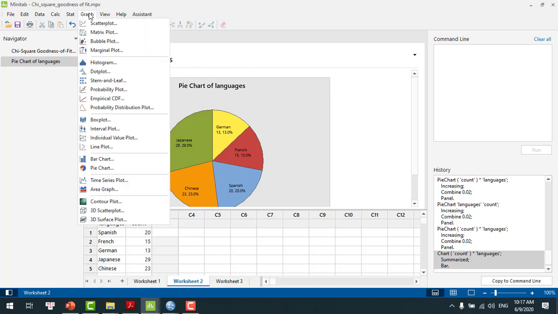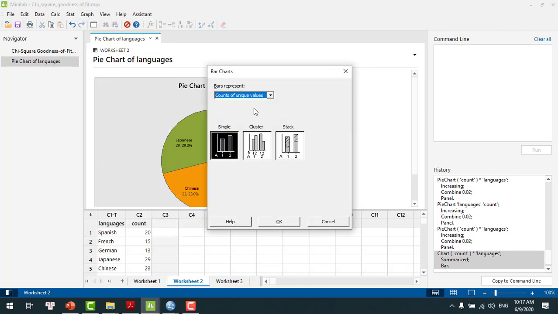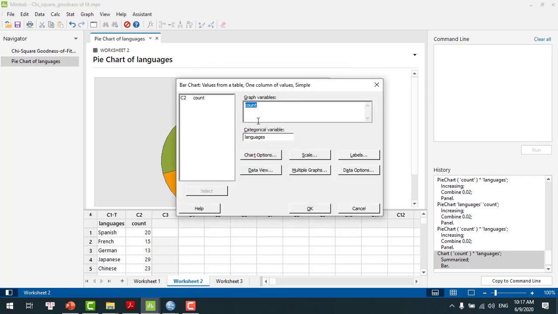You can also do bar chart. So you can go to graph and then go down all the way to bar chart. So graph, bar chart. And once you're in bar chart, you are going to go down to values from a table. Values from a table. And we're going to go simple graph. Click. Then notice that it's going to ask you for graph variables and categorical variable. Now for the graph variable, notice that you only get the choice of count. So you enter count, and then for the categorical value you would enter languages.